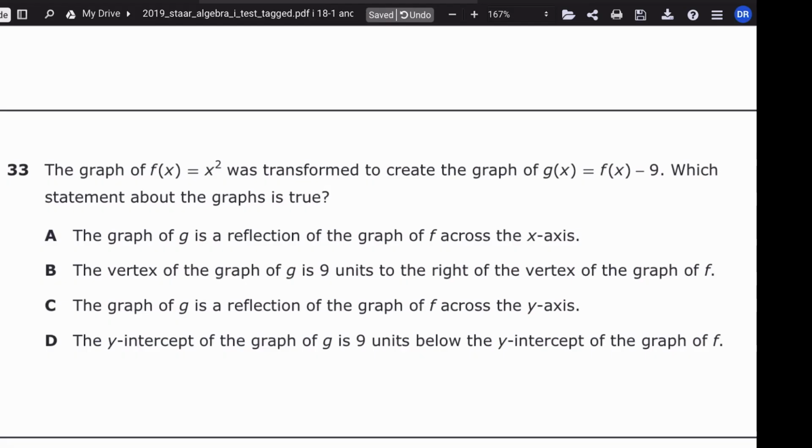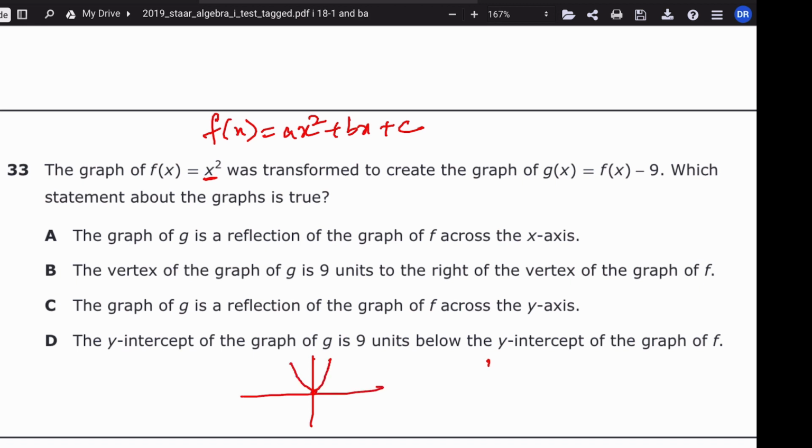33rd problem. The graph of f(x) = x squared was transformed to create the graph of g(x) = f(x) minus 9. Which statement about the graphs is true? So now you have different transformations of this quadratic function. Here f(x) = x squared means you get in the graph that it is a parabola and it passes through the origin.